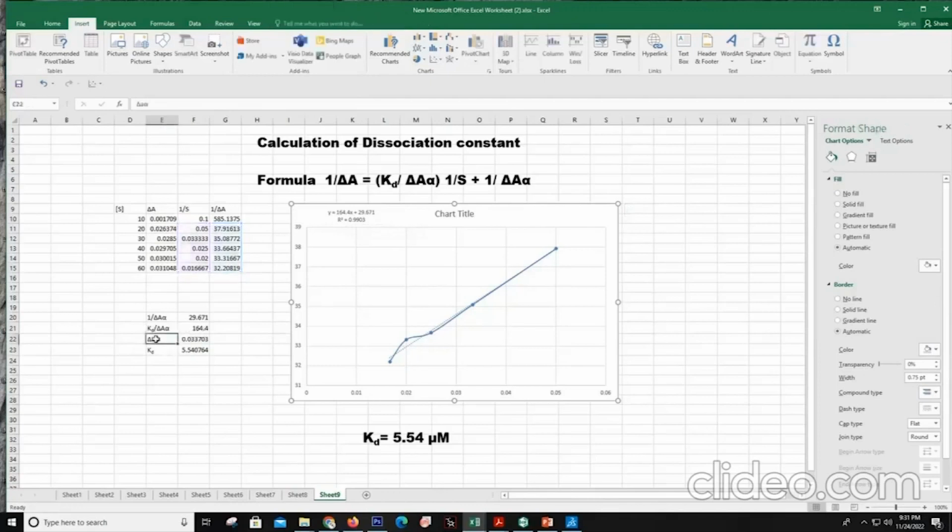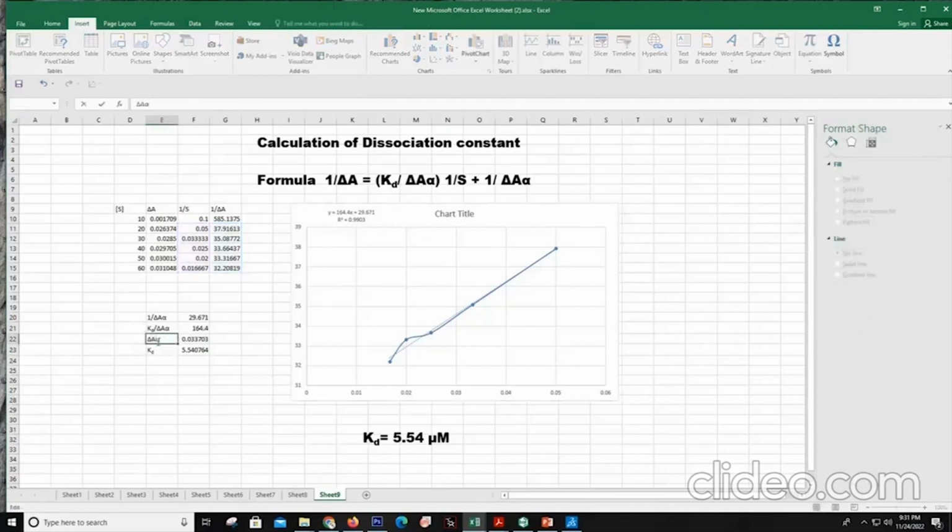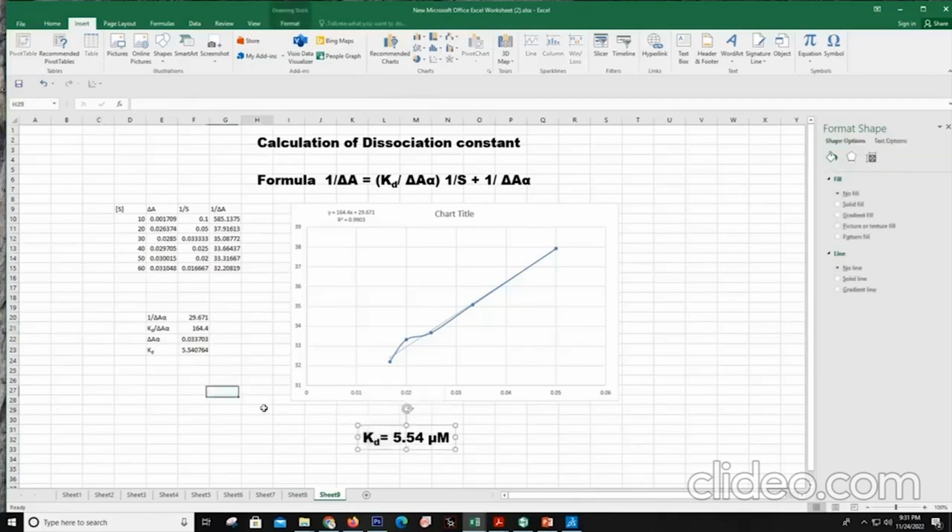From this 1 by delta A alpha value, we can calculate the value of delta A alpha. So delta A alpha is equal to 1 divided by this value, which comes to be 0.0337. And now for the Kd value, the slope, Kd divided by delta A alpha, is equal to 164.4. Here we can put the value of delta A alpha which we have calculated, and then find out the Kd value. So the Kd value comes to be 5.54. So the Kd value for this ligand binding to this protein is 5.54 micromolar.